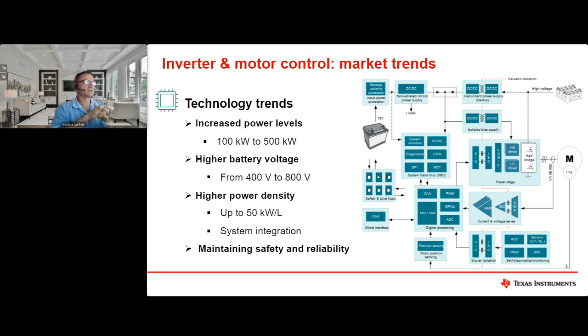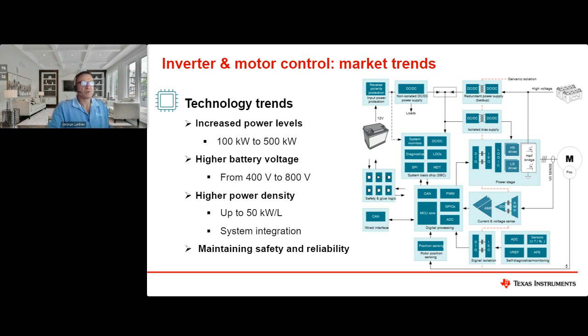We're seeing targets up to 50 kilowatts per liter. And on top of that, higher system integration in the traction inverter. And last but not least, of course, maintaining safety and reliability for the passengers. And so here we're talking about functional safety up to ASIL D.